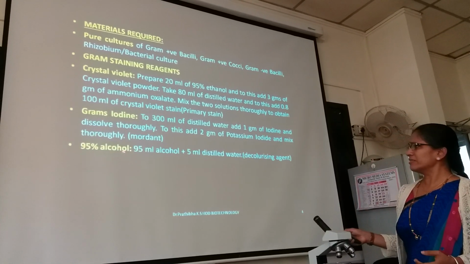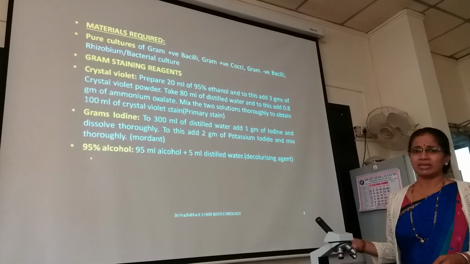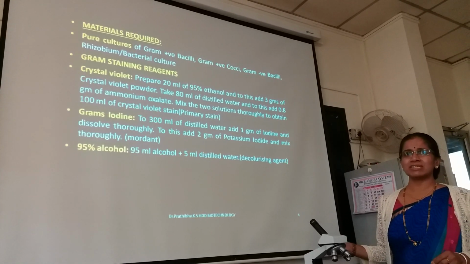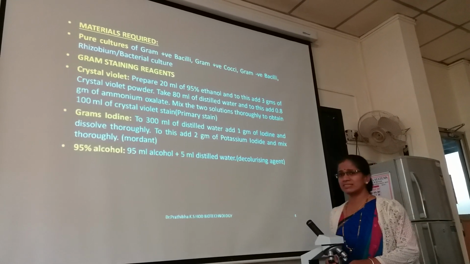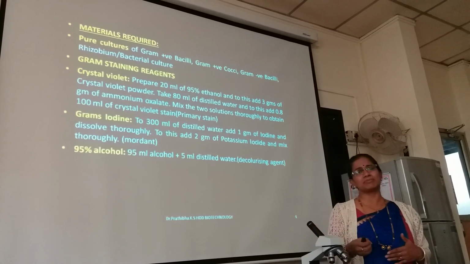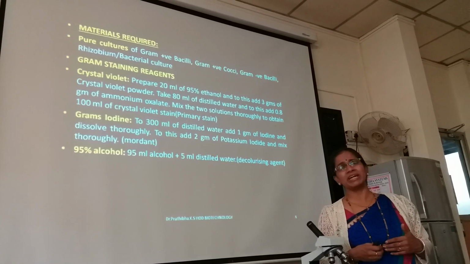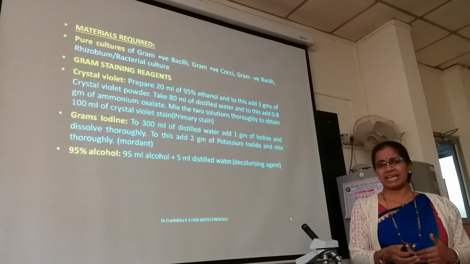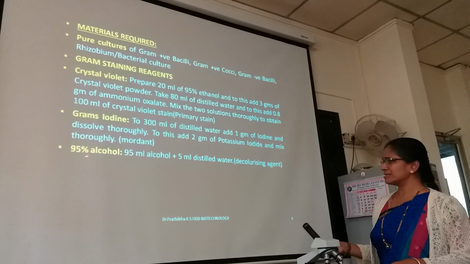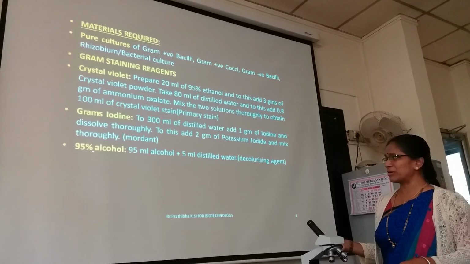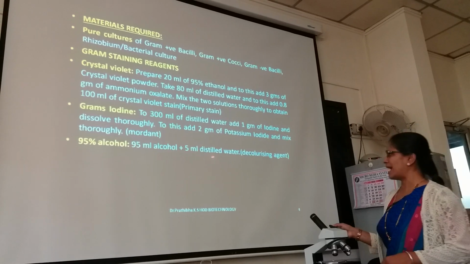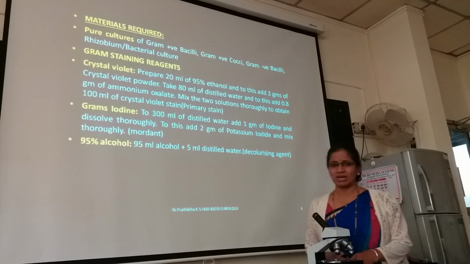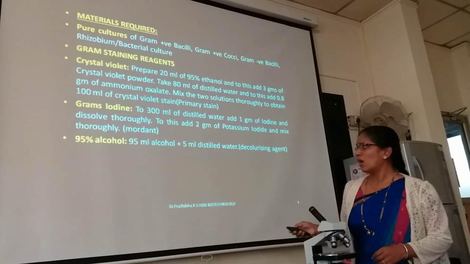Okay. Then we need 95% alcohol. Here the role of the 95% alcohol is as a decolorizing agent. As the name suggests, it is going to remove the color from the bacteria if they don't have affinity with that particular stain. How to prepare? As the concentration suggests, 95% means you are going to take 95 ml of alcohol. To this you will add 5 ml of distilled water. Then that will be 95% alcohol.